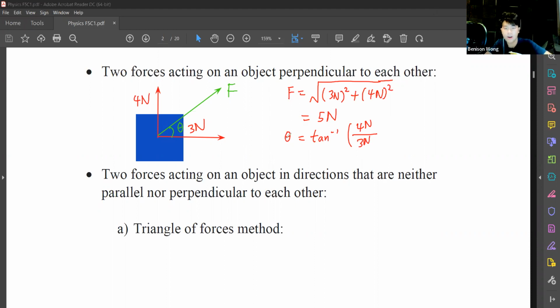So you just arc tangent. Okay, the angle will always be the arc tangent of the vertical force over the horizontal force. Then arctangent 4/3, it should be 53.1, right? 53.1 degrees.